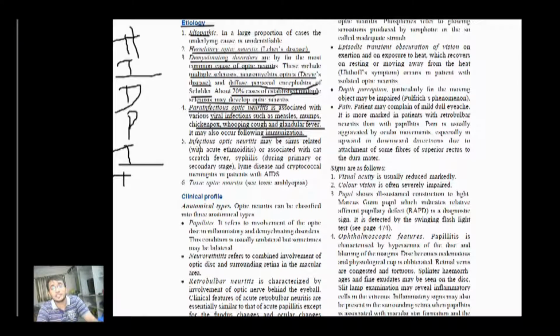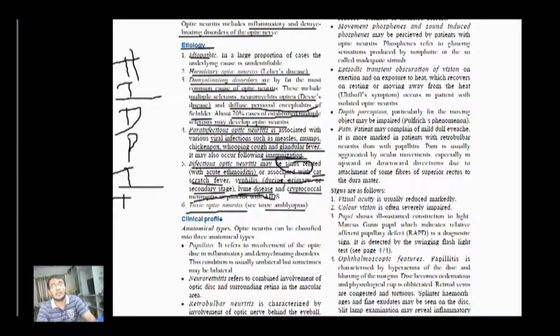Then I for infectious optic neuritis. It may be related to sinus disease, such as acute ethmoiditis, or it is associated with cat scratch fever, syphilis during the primary or secondary stage, Lyme's disease, and cryptococcal meningitis in patients with AIDS. Sixth is toxic optic neuritis, that is toxic amblyopias.